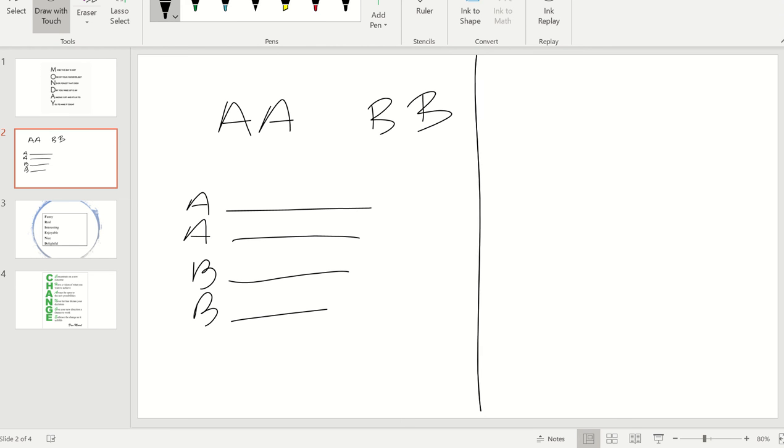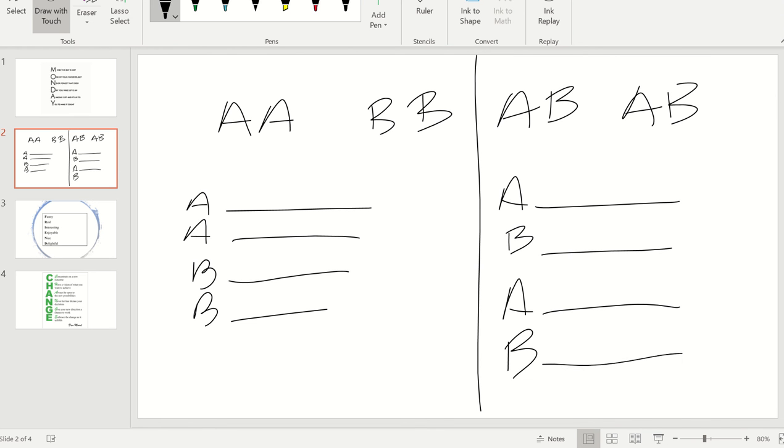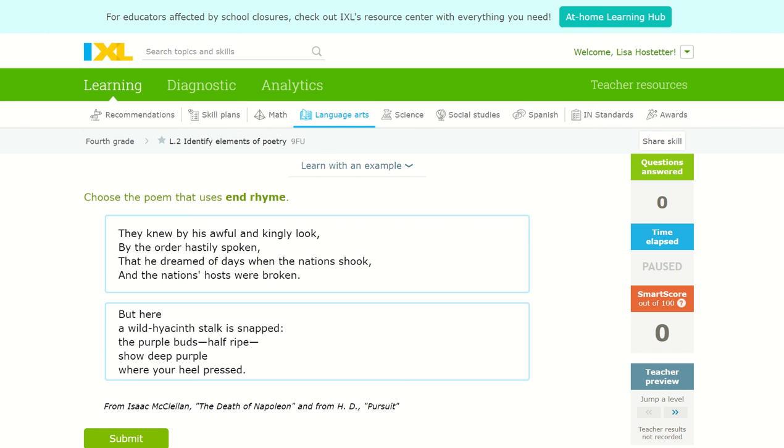And then there can also be another one, A, B, A, B, where the first line rhymes with the third line, and the second line rhymes with the fourth line. So there are many different patterns that can happen in poetry. This question asks to choose the poem that uses an end rhyme, which means that you have rhyming words at the end of the line.